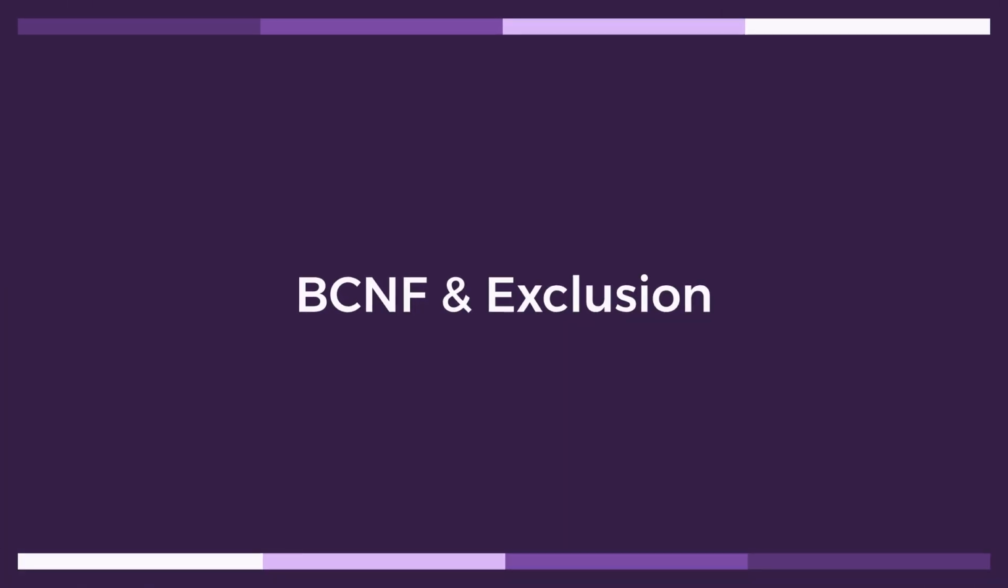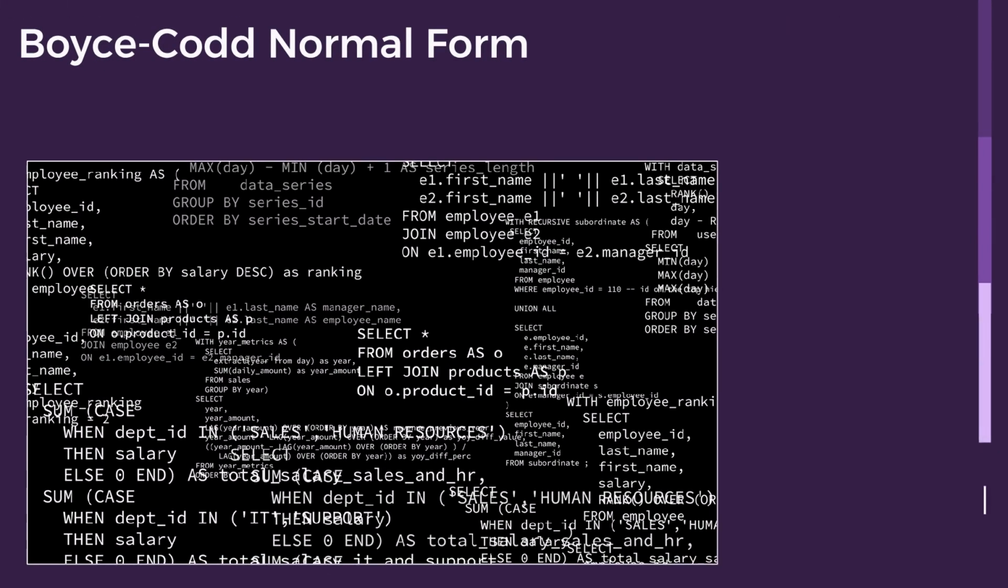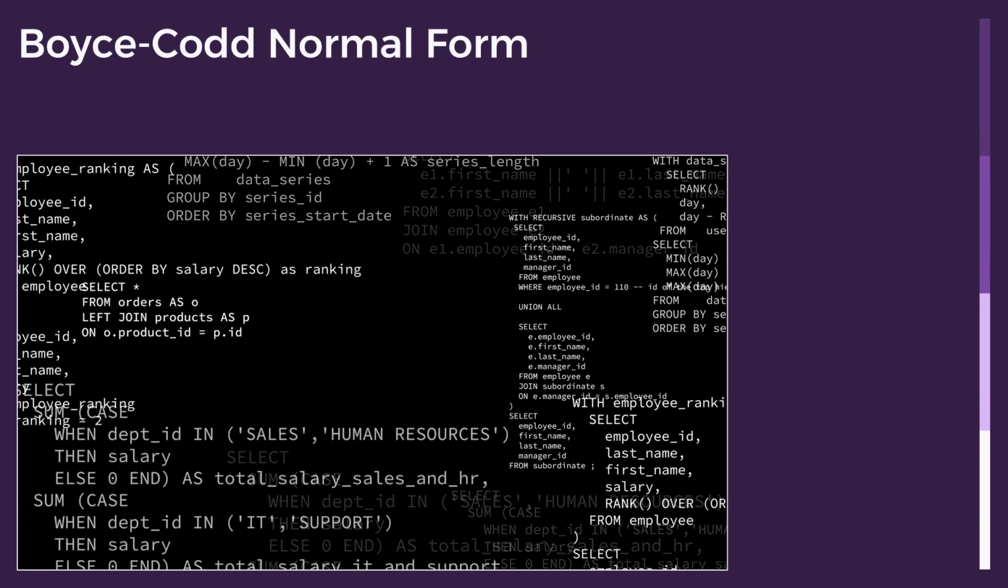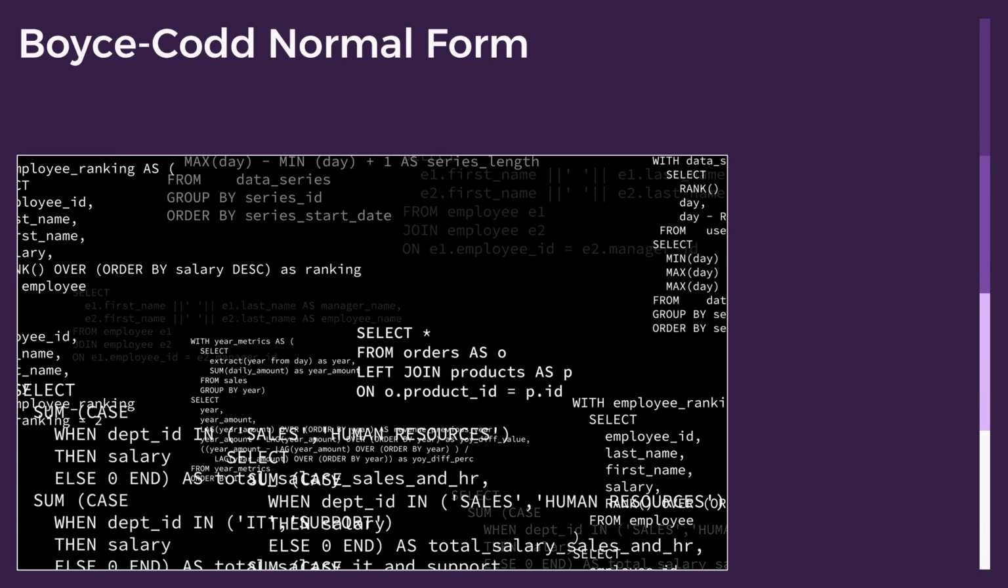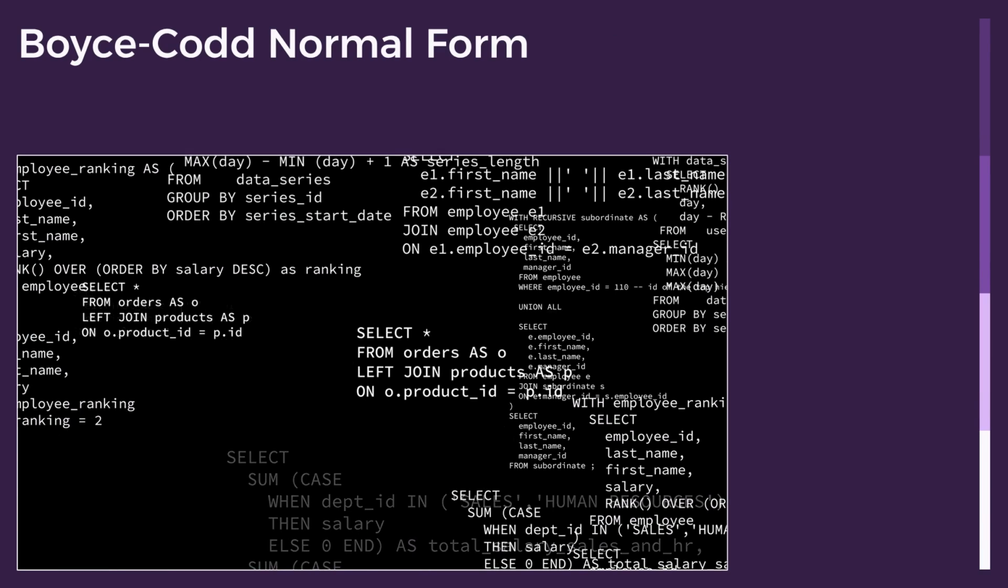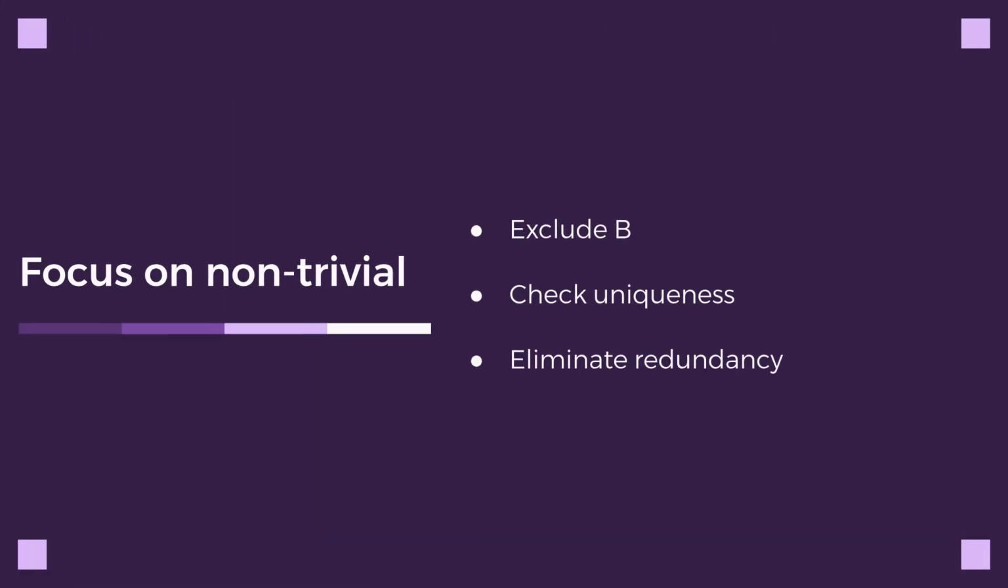The exclusion of trivial dependencies is central to the definition of Boyce-Codd normal form, or BCNF. A table is in Boyce-Codd normal form if, for all non-trivial dependencies, the determinant, B, is a superkey, or unique. By focusing only on non-trivial dependencies, BCNF ensures that we are properly eliminating redundancy based on genuine data relationships.